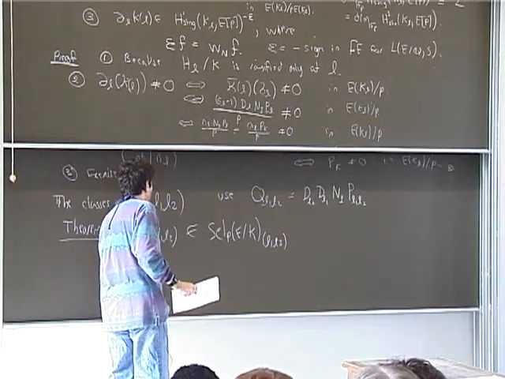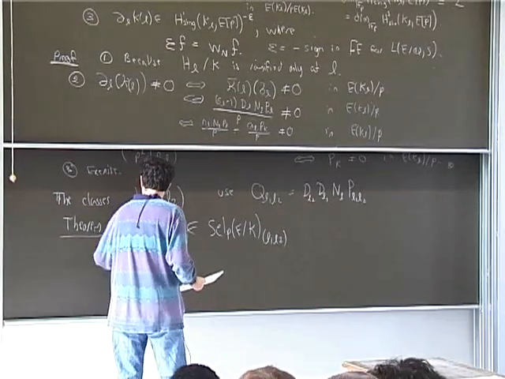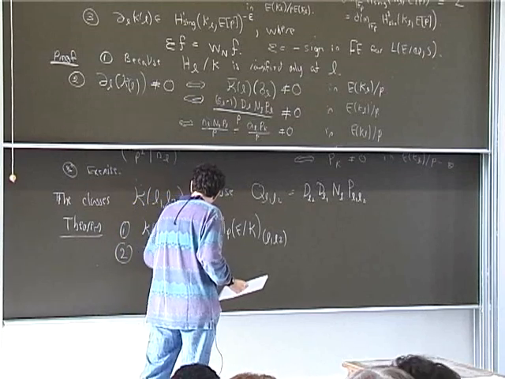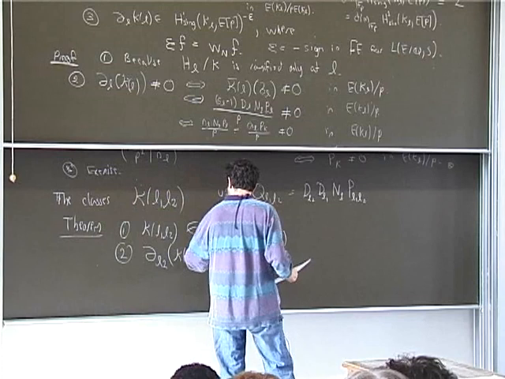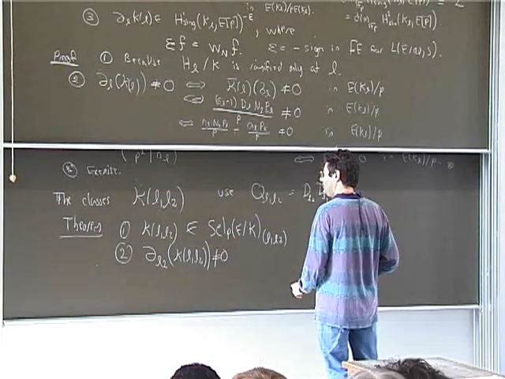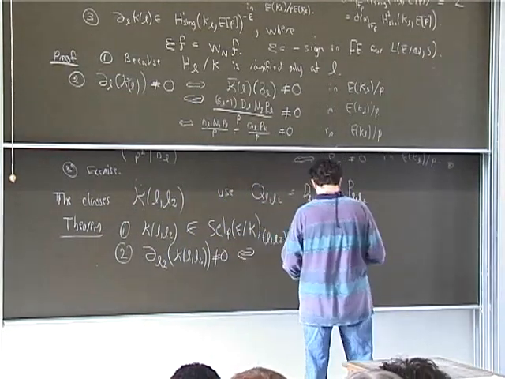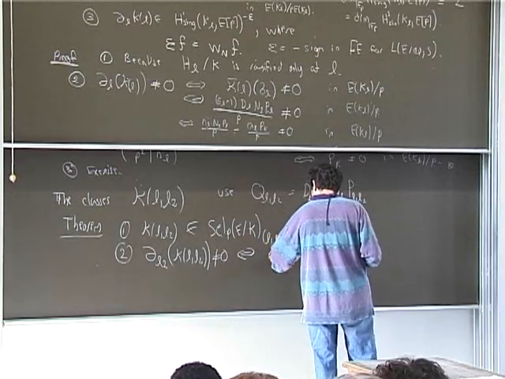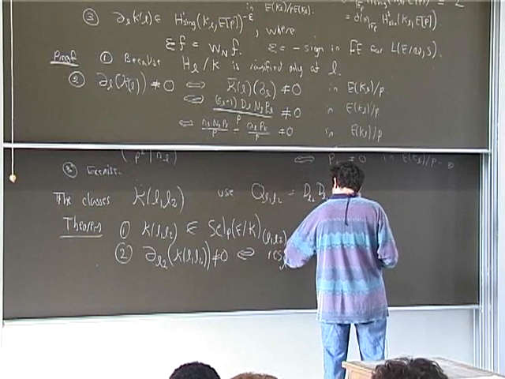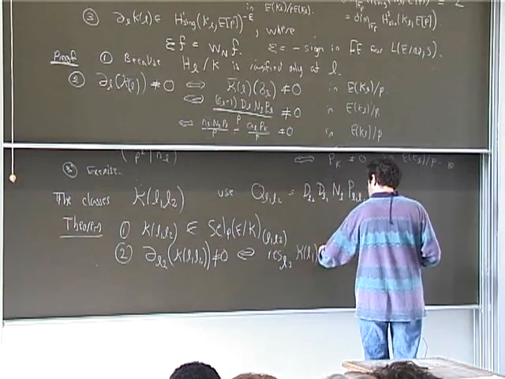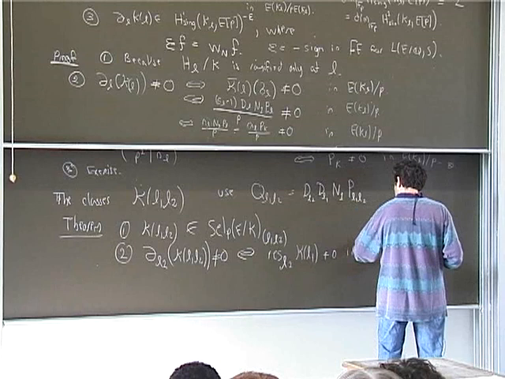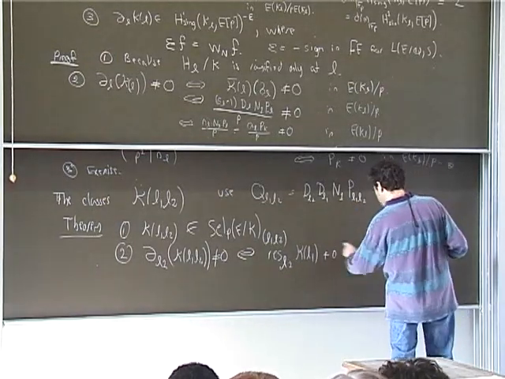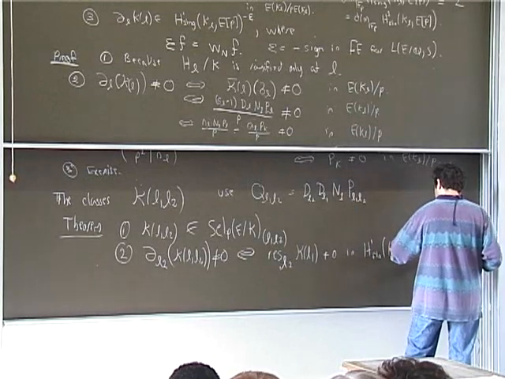And I can control the residue at L2 of this class kappa L1, L2. This residue is non-zero precisely when the restriction at L2 of kappa of L1 is non-zero in H^1_finite of K_{L2}, E[P].